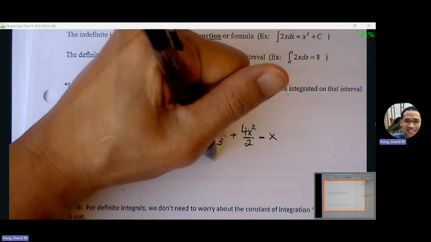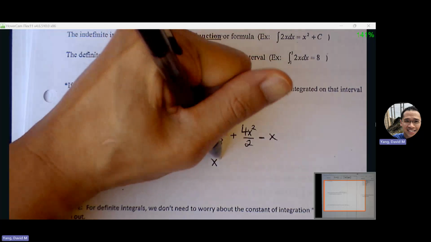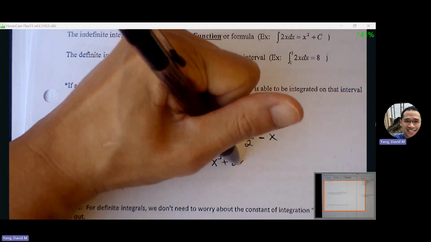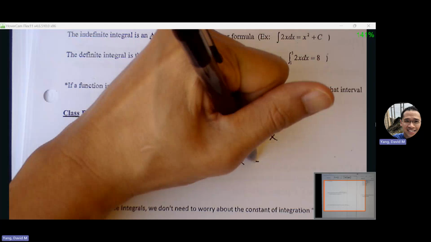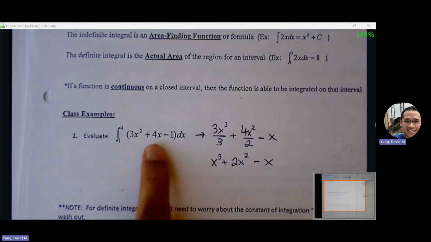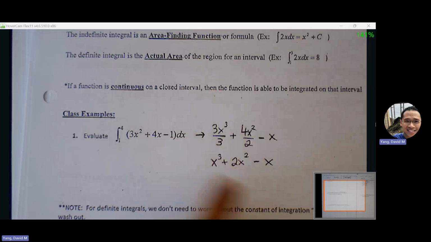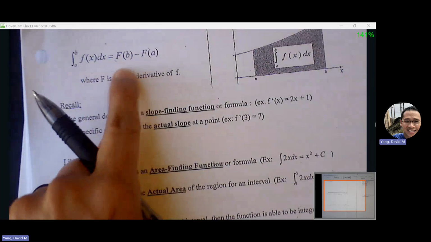Okay, so this ends up being x cubed plus 2x squared minus x. So we've transformed our lowercase f of x to uppercase F of x. Right, so that's what this piece is doing.